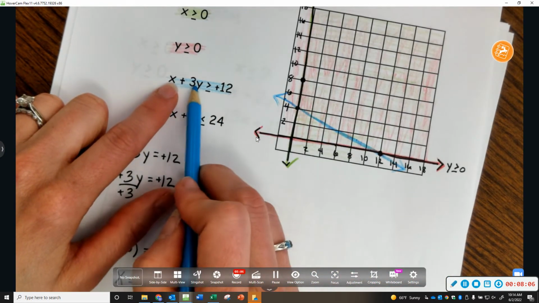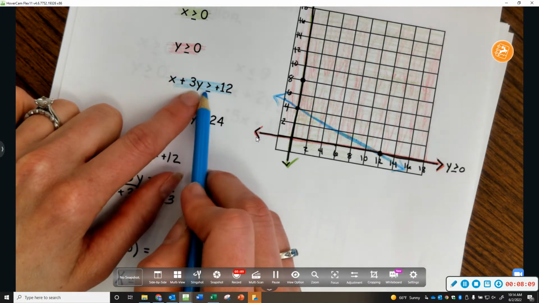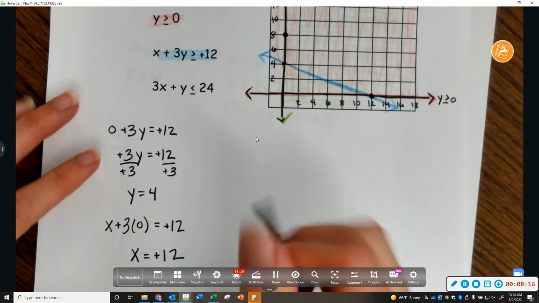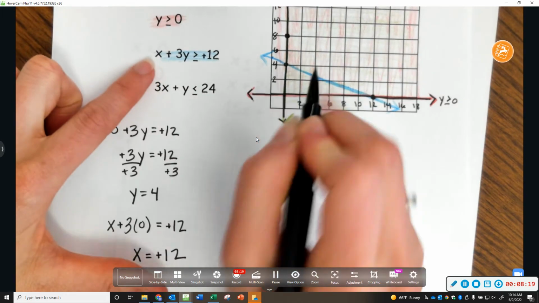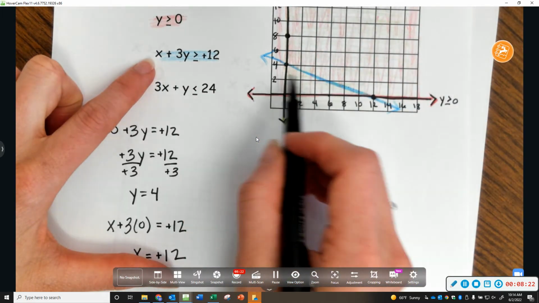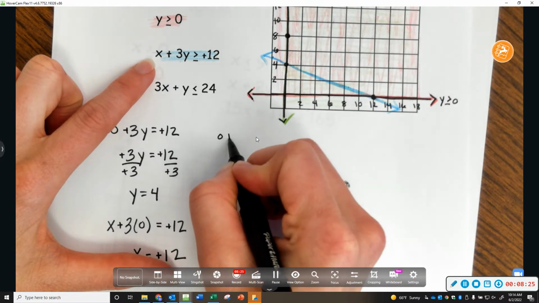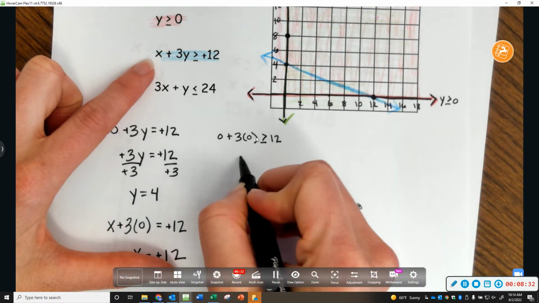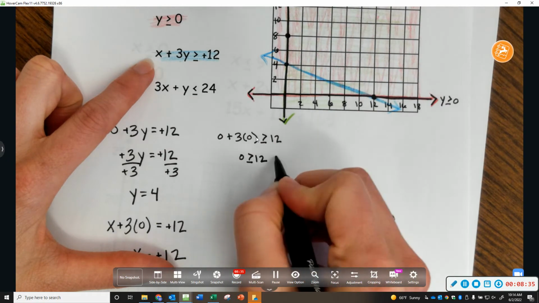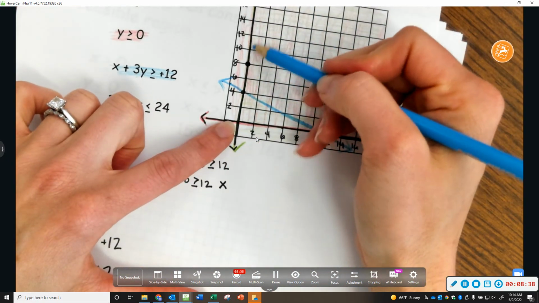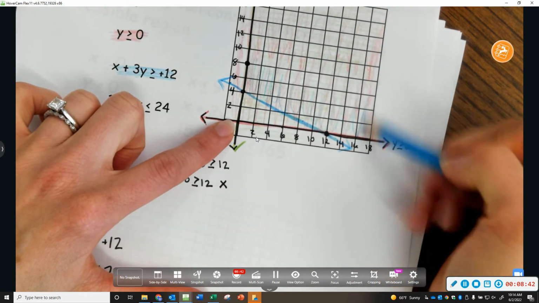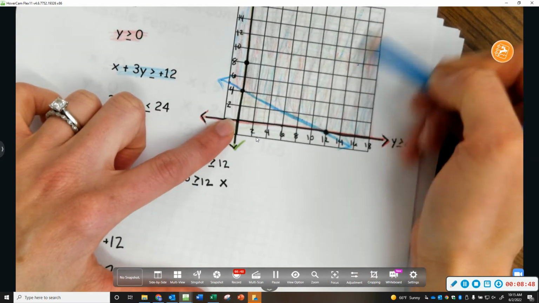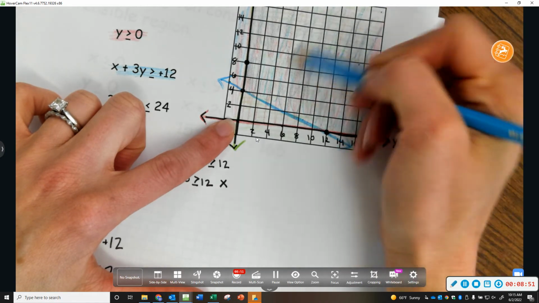So now if I put in 0, 0, is 0, 0 greater than or equal to 12? Okay, let me show you again. Sorry, I need to show that. So if I plug in the 0, 0 point, remember you can pick any point, just not on that line, but zeros are the easiest. 0 plus 3 times 0, is that greater than 12? False. Okay, so that means this is my feasible region up here.